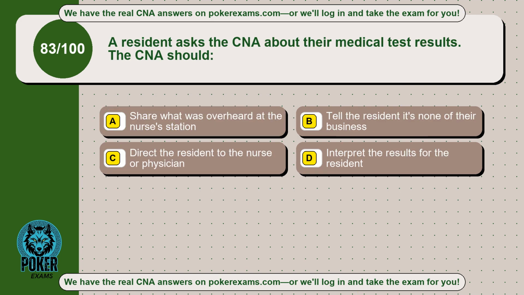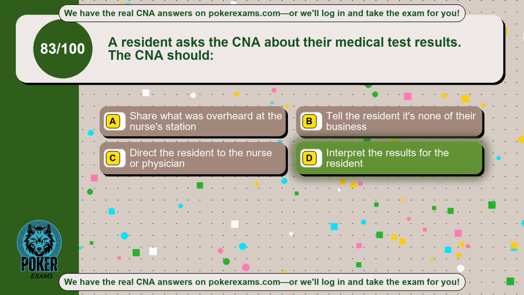Question 83. A resident asks the CNA about their medical test results. The CNA should: option A, share what was overheard at the nurse's station; option B, tell the resident it's none of their business; option C, direct the resident to the nurse or physician; option D, interpret the results for the resident. The correct answer is option D.